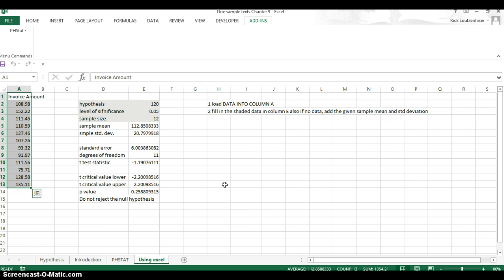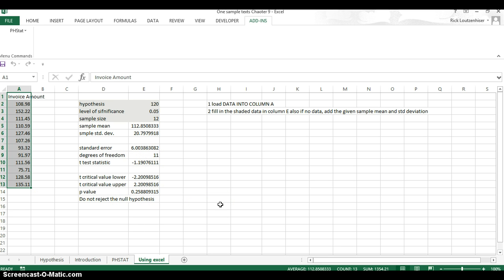I did that here. There's the hypothesis. That's data I have to load in. I loaded it into column A. Here's the level of significance 0.05. The sample size is 12. That was calculated actually. No, it's not calculated. I put it in. The rest of this is all calculated because I used the formulas and just plugged them in from what the PHStat gave me. Now I have the ability to do that very same problem in Excel.